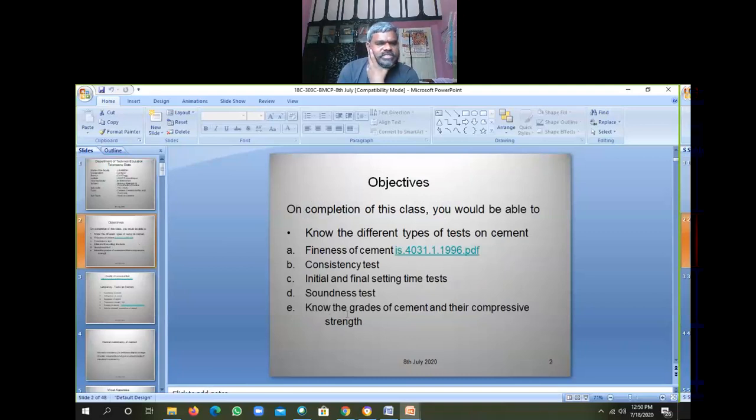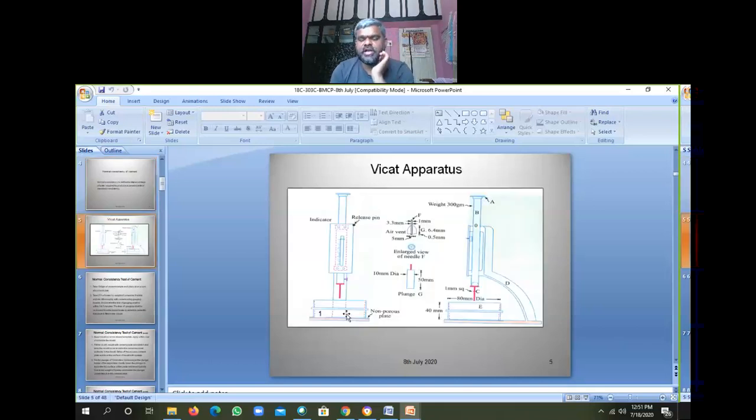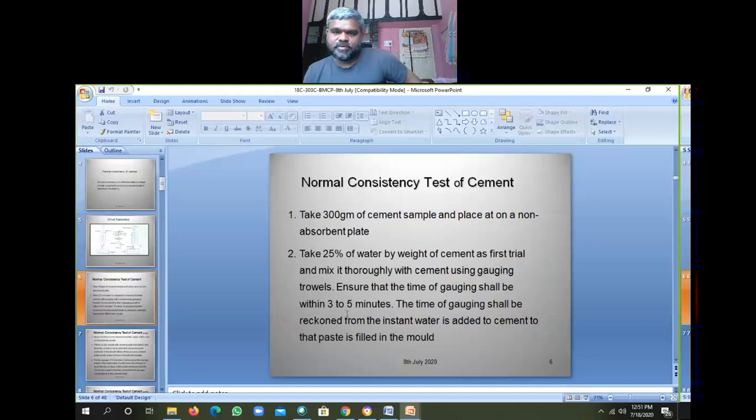We have seen the different tests on cement: fineness test, consistency test, initial and final setting times test, soundness test, and then the grades of cement and compressive strength. The main test for cement testing is normal consistency. This test can be said to be the heart of the cement. Normal consistency is defined as the percentage of water required to produce a cement paste of standard consistency, and the Vicat apparatus is used for it, right? We also discussed how the test is performed.